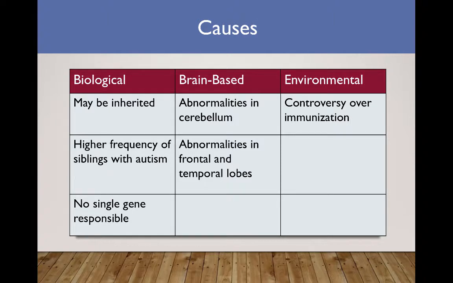What are some causes? Well, just like any other disability, we have biological, neurological, or brain-based, and environmental causes. We do see generations of families with persons with autism. There's sometimes a higher frequency among siblings or twins. We see that in our study of the brain and genes, there's no single gene that we've identified yet that's responsible, although we do see abnormalities in the brain, particularly in the area of the brain that deals with communication.